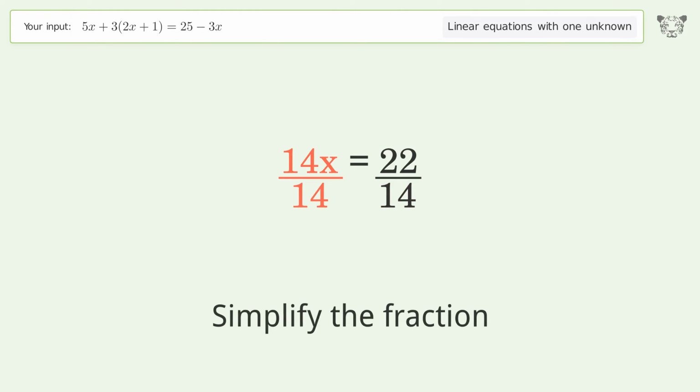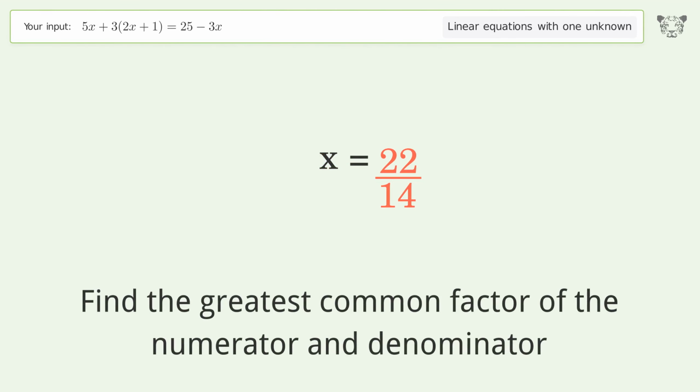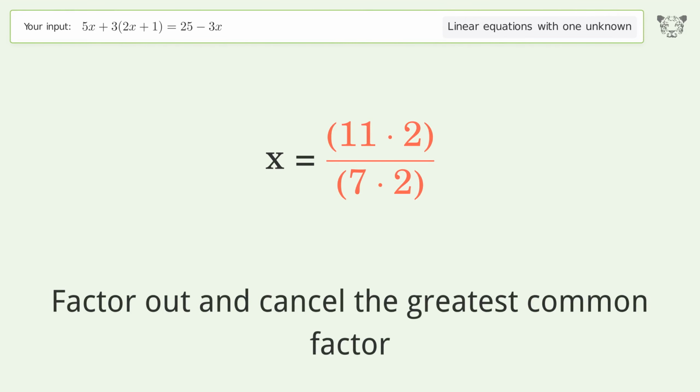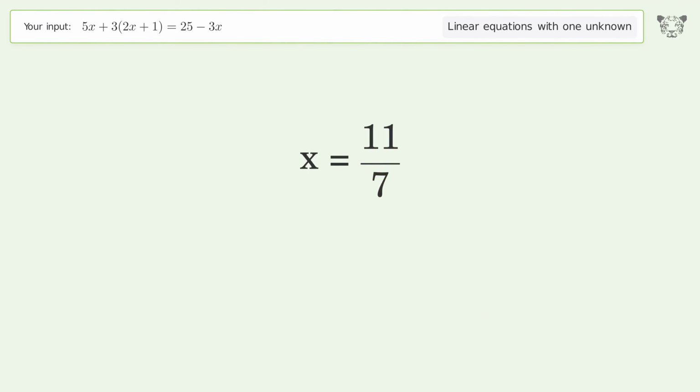Simplify the fraction. Find the greatest common factor of the numerator and denominator. Factor out and cancel the greatest common factor. And so the final result is x equals 11/7.